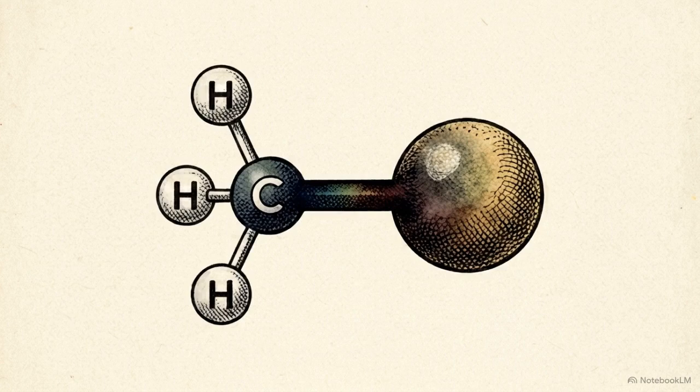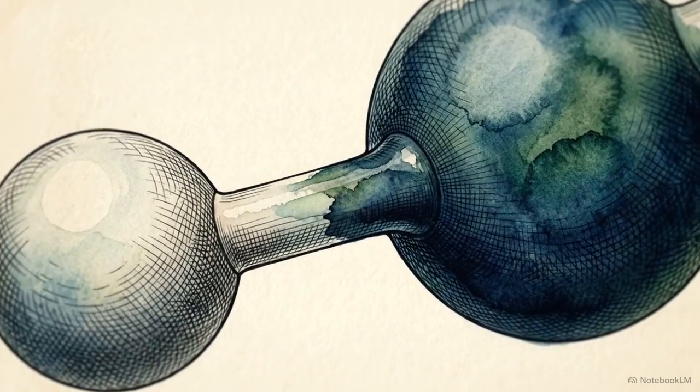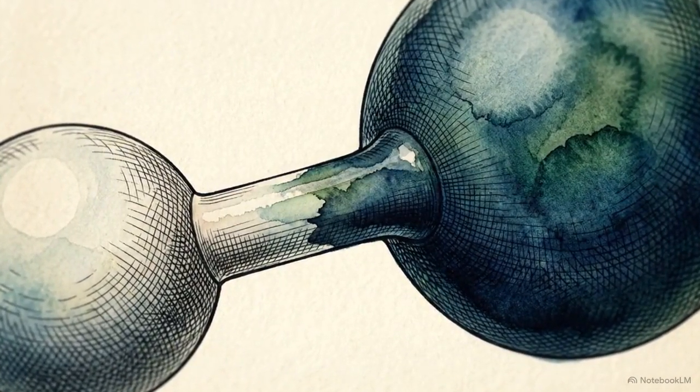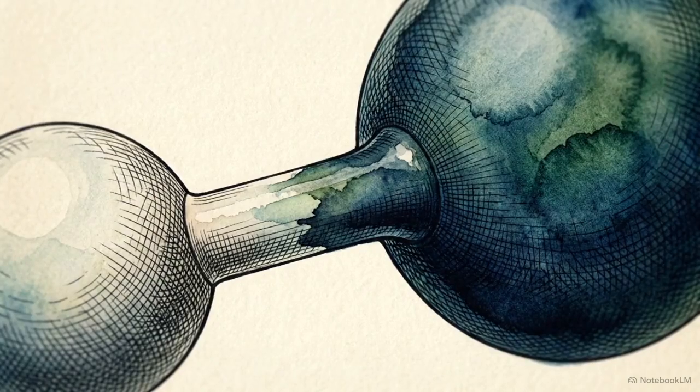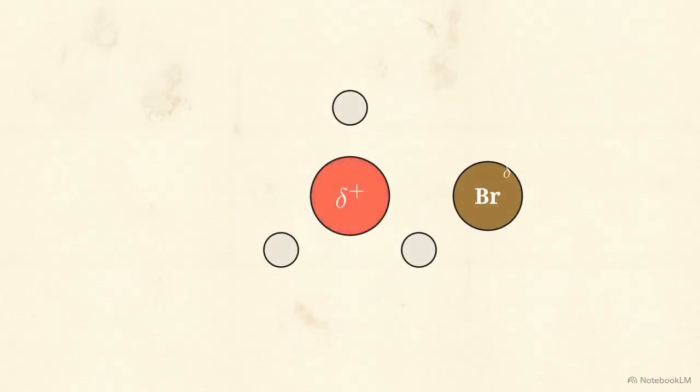Every alkyl halide molecule harbors a microscopic tension. A highly electronegative halogen atom pulls electrons toward itself, polarizing the bond and leaving the adjacent carbon exposed. This electron-starved carbon acts as an electrophile. It attracts electron-rich nucleophiles and bases, setting the stage for a chemical collision.